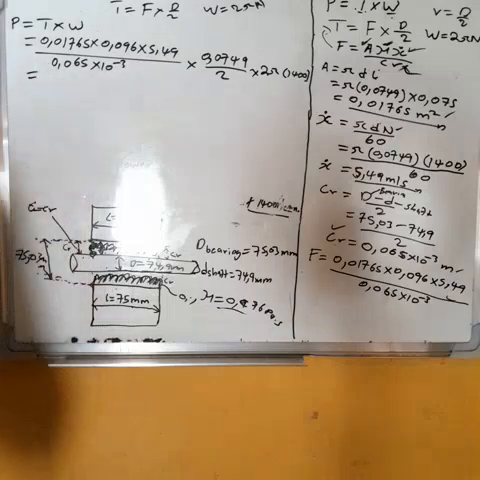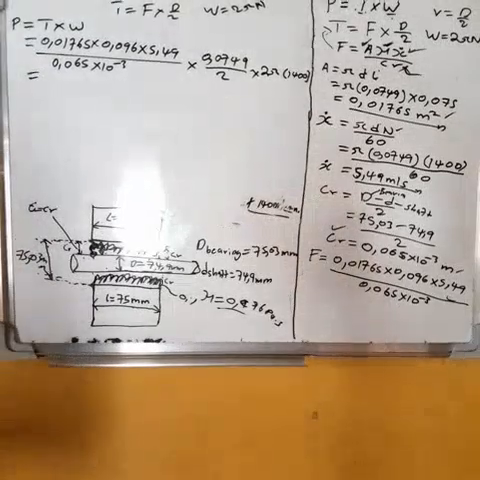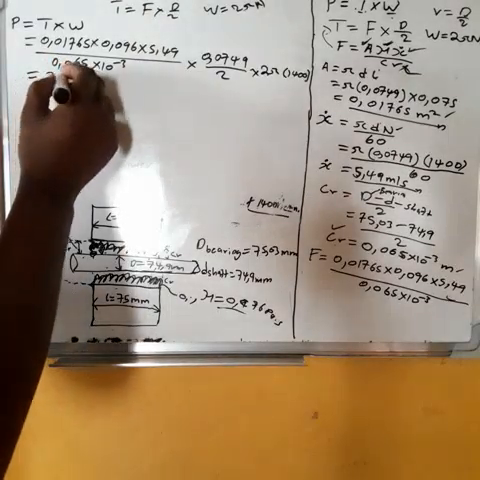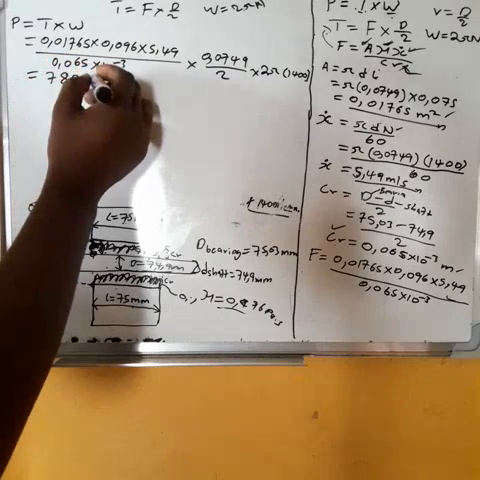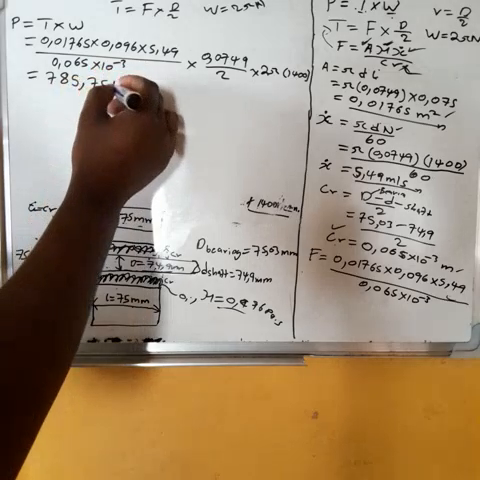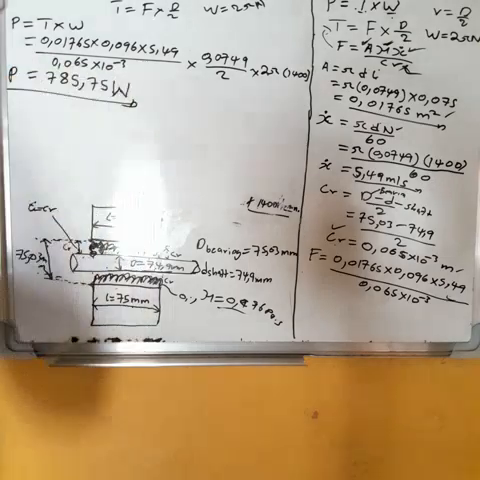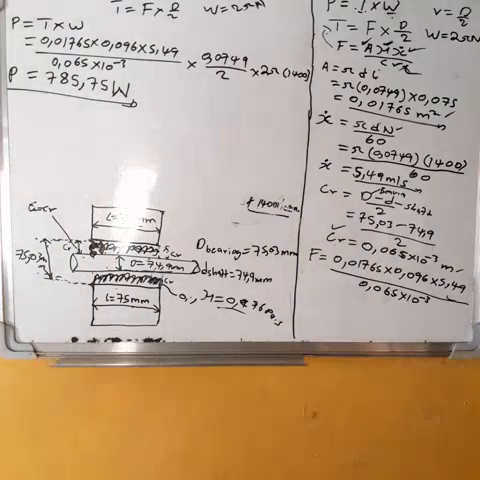When you punch this on your calculator, you're supposed to get the power as 78575 watts. It's measured in watts. This is our power. You understand that power is torque multiplied by angular velocity, and torque is force multiplied by radius. We multiply by angular velocity, then we get the power.